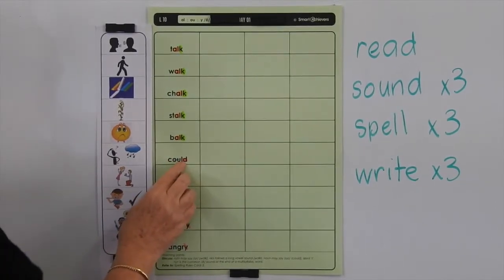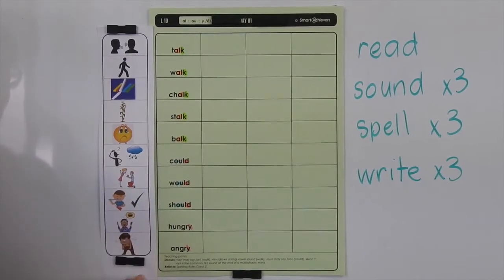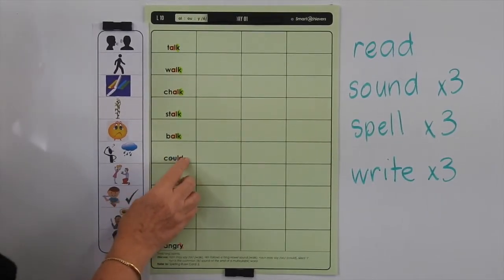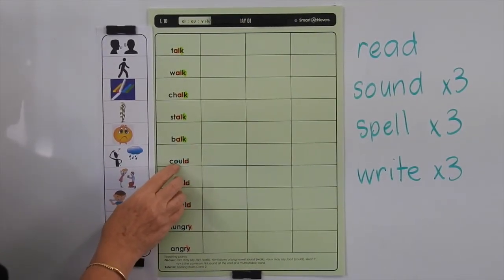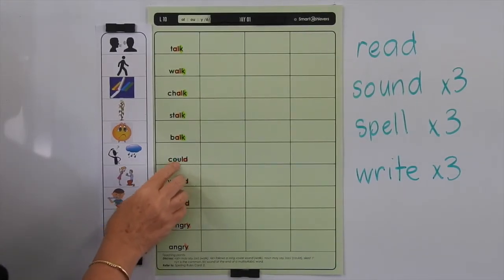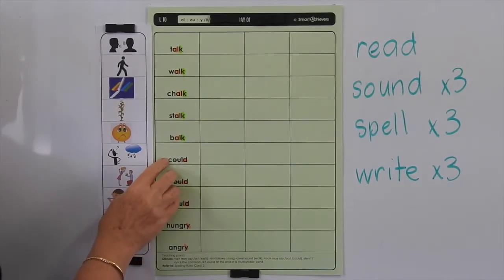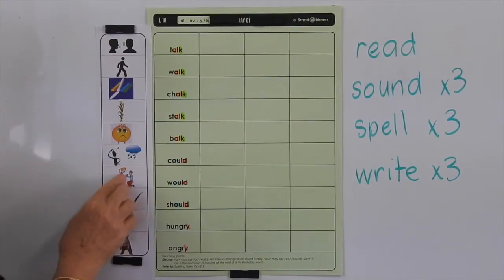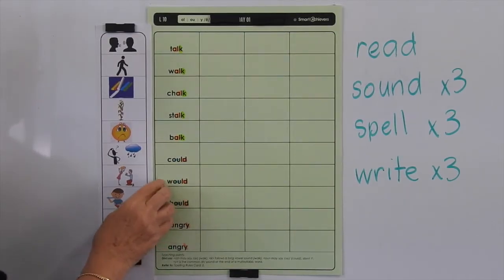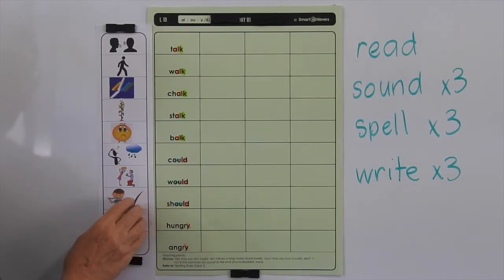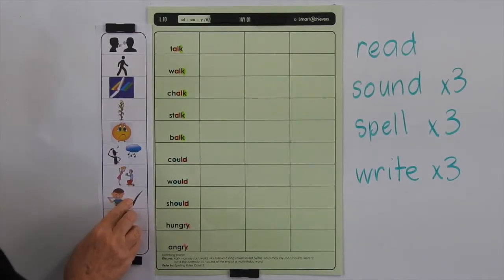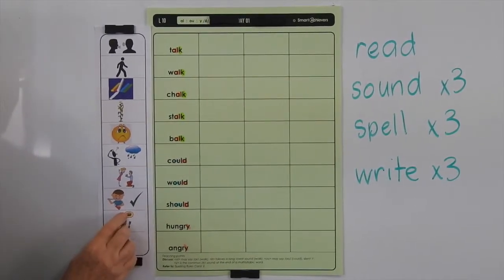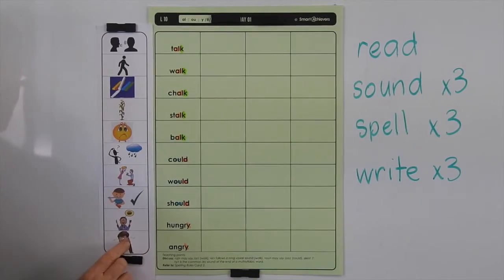Could is when you are undecided, when you don't know whether you want to do something. You could do it, but should you do it? So you'd have to make up your mind. It's not a strong word, it's an optional word. Like I could do that, but I'm not sure. Would means yes, I would like to do that. It's more definite. And should means you definitely should do it. There are no ifs and buts about it. It's something that should definitely happen. Hungry means you want food, and angry means you're feeling cross.